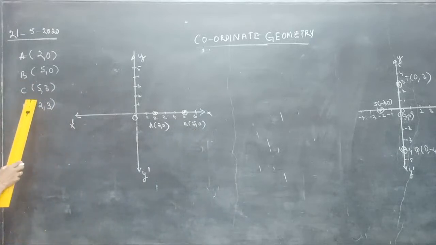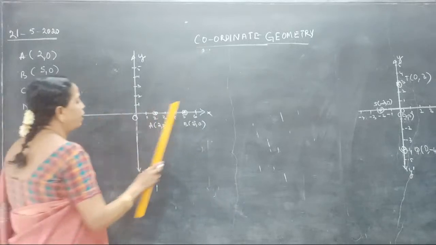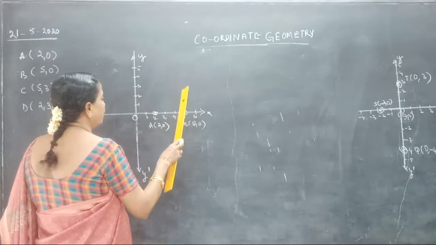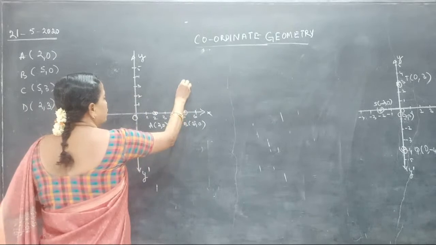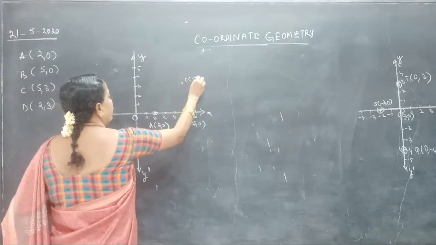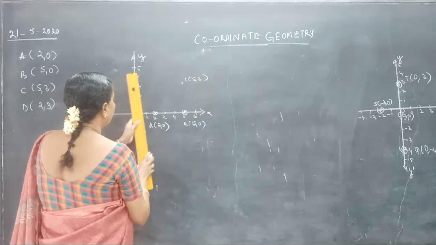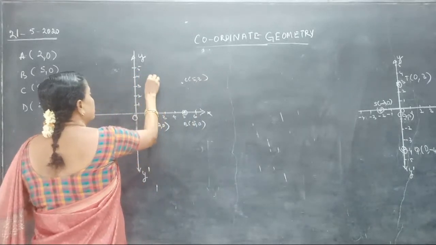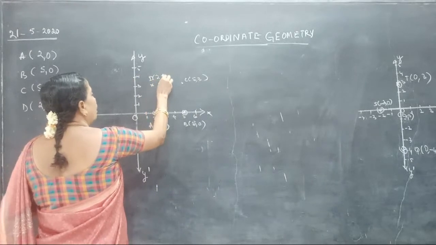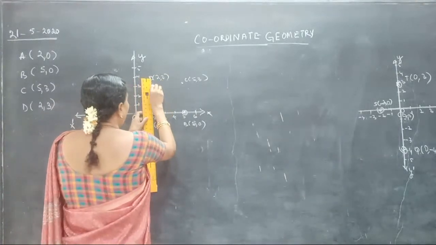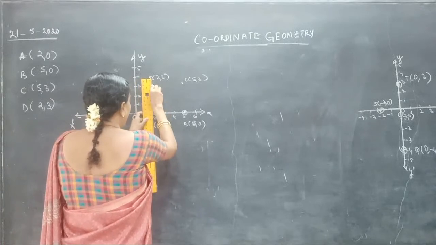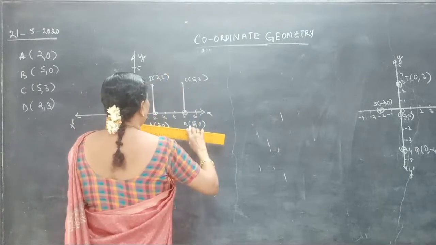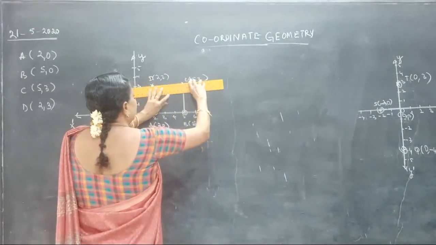Then C (5, 3). For (5, 3), the y coordinate means moving perpendicular distance. So this is the position of C (5, 3). Then (2, 3) is along here. It is D (2, 3). Now join them in order. A to B, B to C, C to D.